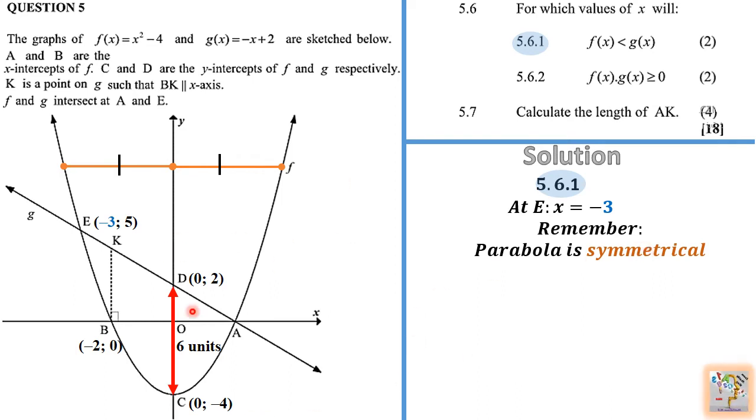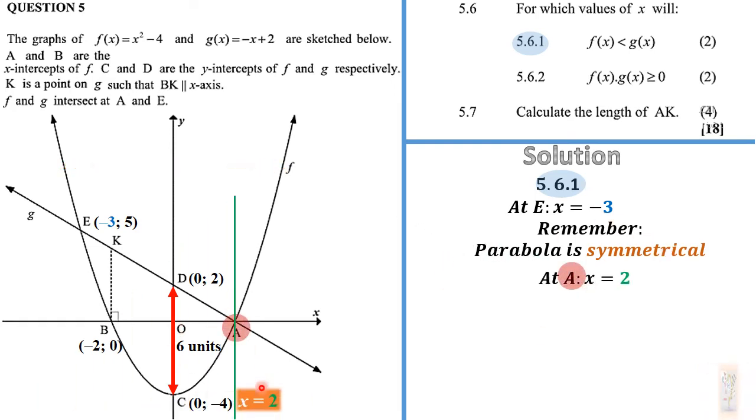Now, let's check. At A, what is the value of x? When we were calculating the value of x at B, we found it to be minus 2, and the other one was 2. The very same thing applies. When we were finding the value of x at E, the other one was 2. So at A, x is equal to 2. That is what we know.